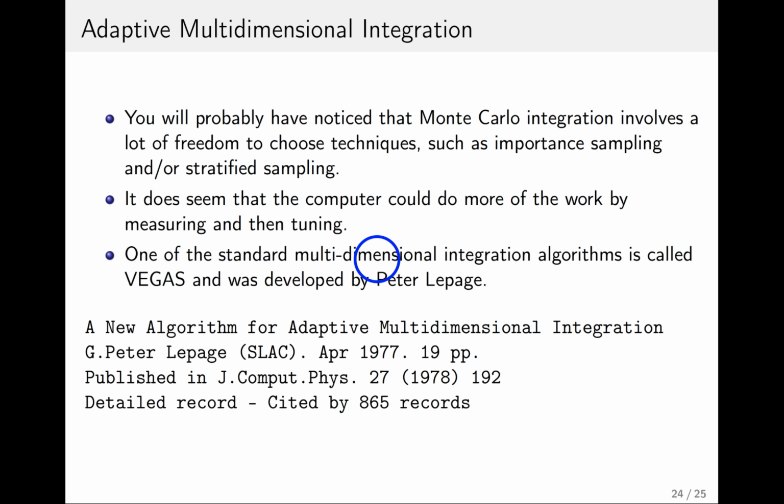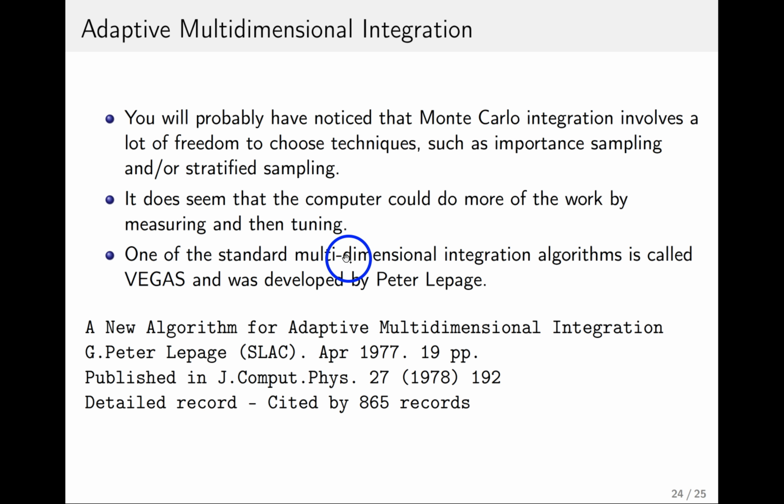Okay, so as you probably noticed, I can't give you a procedure for what's the best way to do this variance reduction. There's either doing stratified or importance sampling. So it does require some experimentation. And you kind of hope that the computer would do more of the work for you.